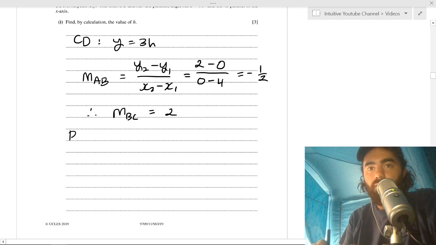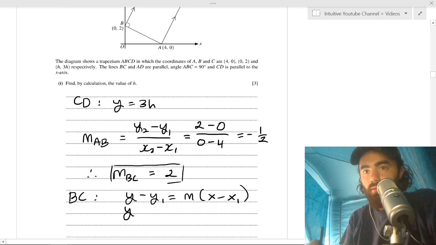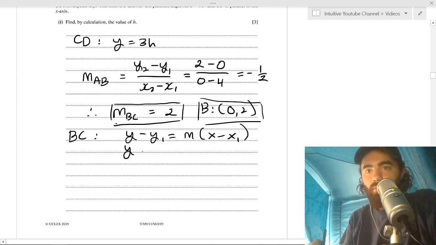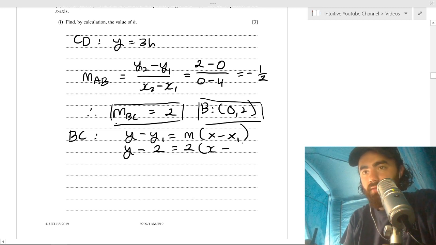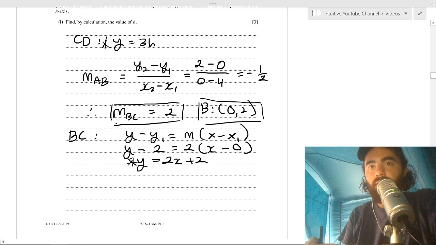So then we can find the equation of BC. We use y minus y1 equals m times x minus x1, which you would have seen. We've got the gradient, and we've got a point B on the line. So y minus y1, which is 2, equals m, which is 2, times x minus 0. So we get y equals 2x plus 2. That's our BC equation, and that's our CD equation.